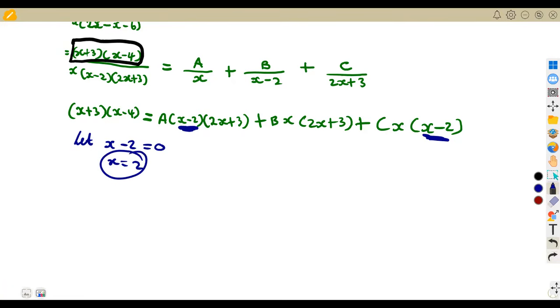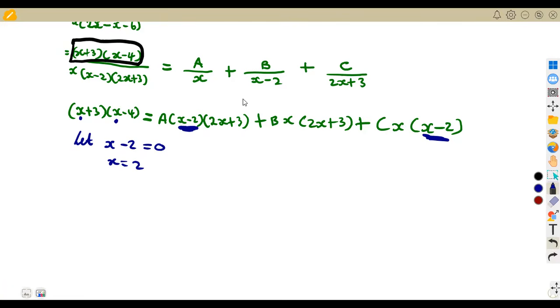But the other part, we have to substitute. What are we substituting? x, which is 2, because we say this is equal to 0. So x is equal to 2. So you're going to substitute a 2 here. We substitute a 2 there. So there's no need for you to expand the brackets. Just substitute as it is on your calculator.